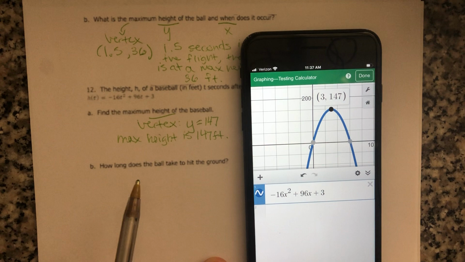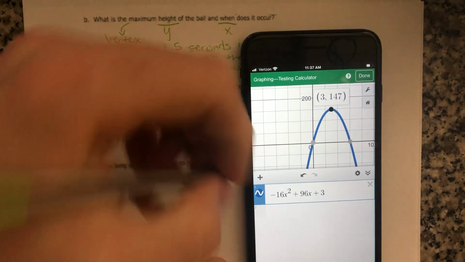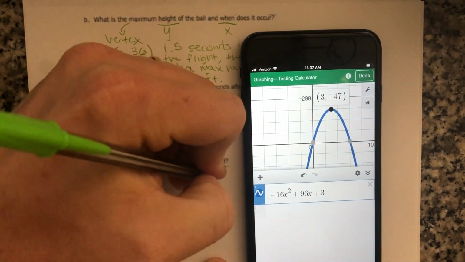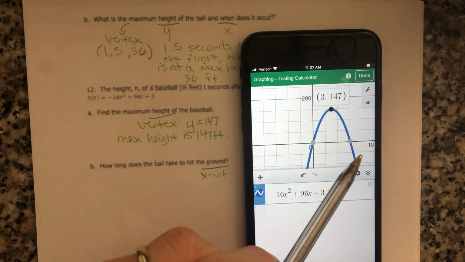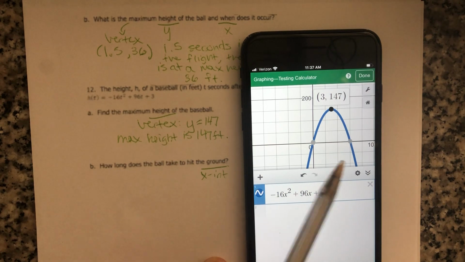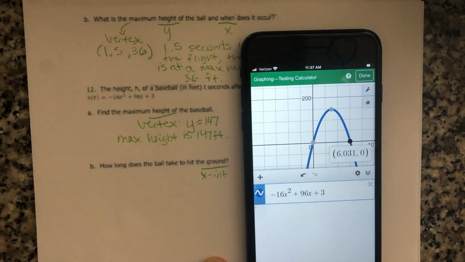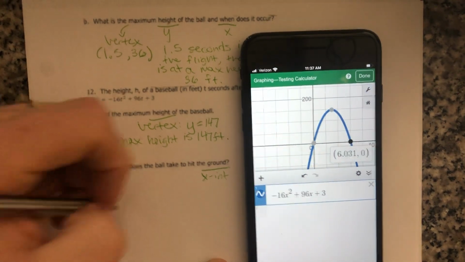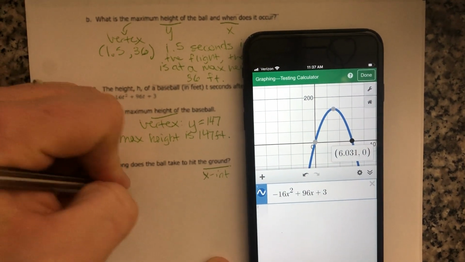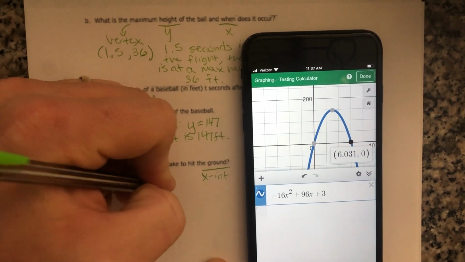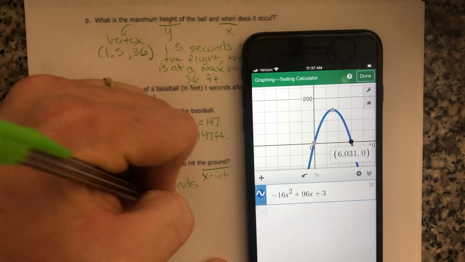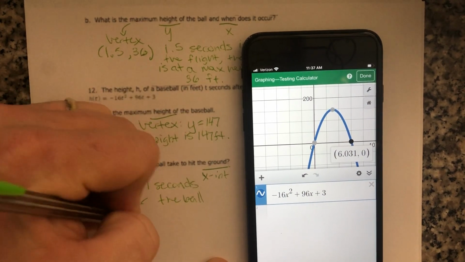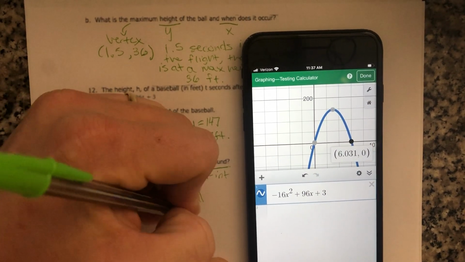Part B says, how long does the ball take to hit the ground? So ground, once again, is where we're looking for x-intercepts. And I don't care about this point on the left. It's almost always in these applications, the point on the right. So I'm going to click on my x-intercept. I'll get rid of that vertex there. And all I care about is the x value, so 6.031 seconds later, the ball hits the ground.